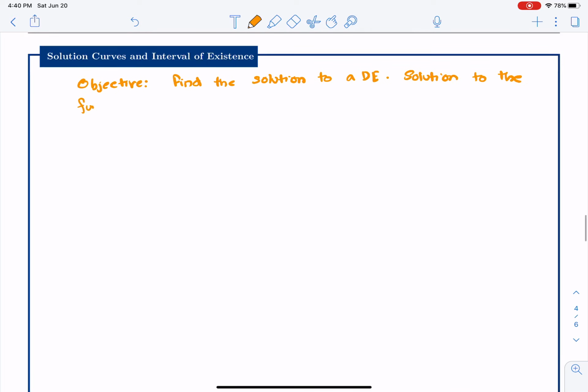So our objective is to find the solution to a DE. In particular, the solution to the function or functions in the differential equation.